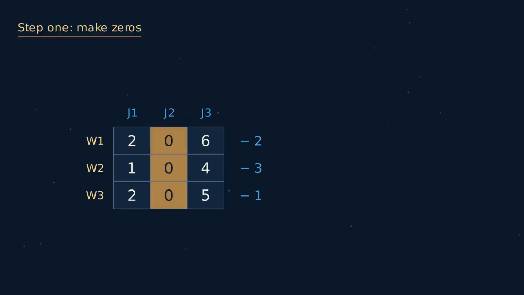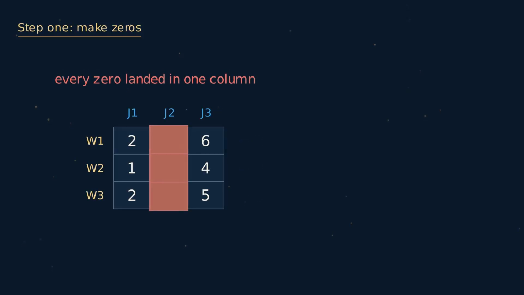Every row now owns at least 1 0, and by the rule we just proved, the best assignment has not moved an inch. But look where those zeros landed. All 3 sit in the same column. Only one worker can take that job, so this is not yet a usable answer.